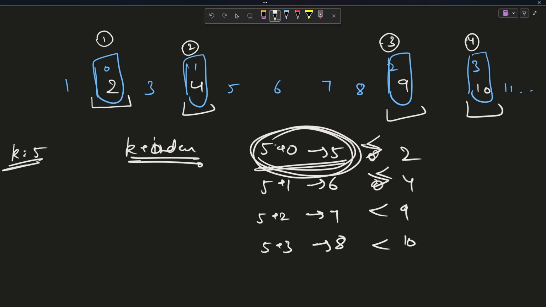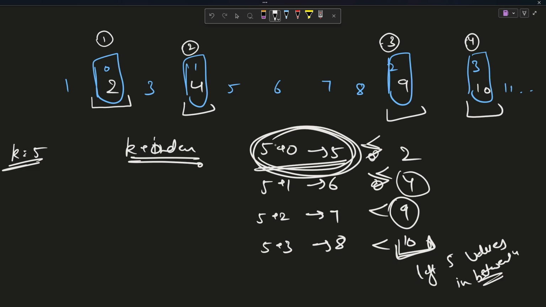That means this value has left 5 values in between. I do not know where they have been missed, but 10 is greater than 8, which means 5 values have been missed. 9 greater than 7 means 5 values have been missed up till we reach 9. Similarly, 4 is not greater than 6, which means 5 values have not been left.